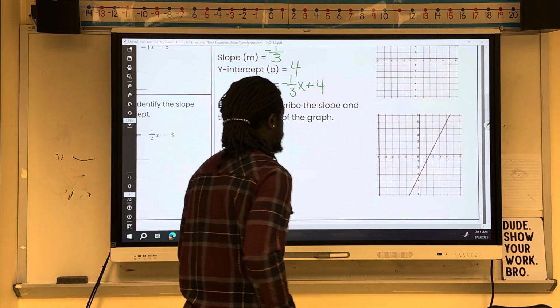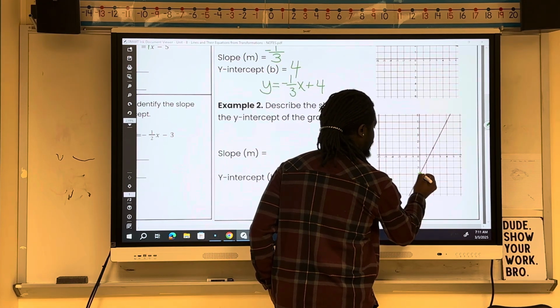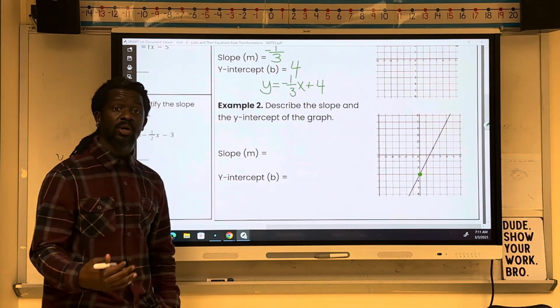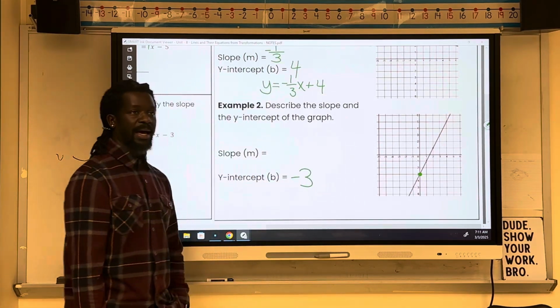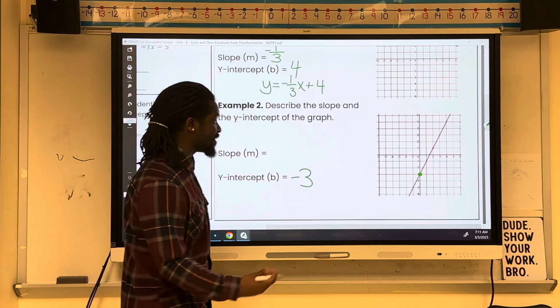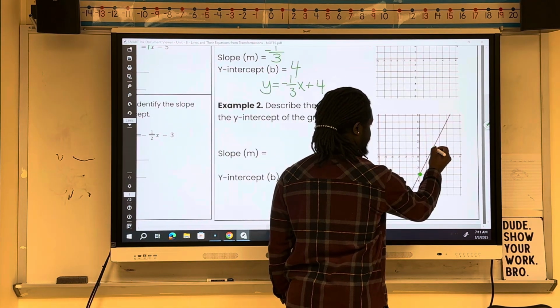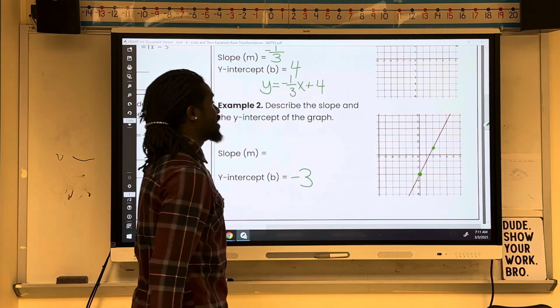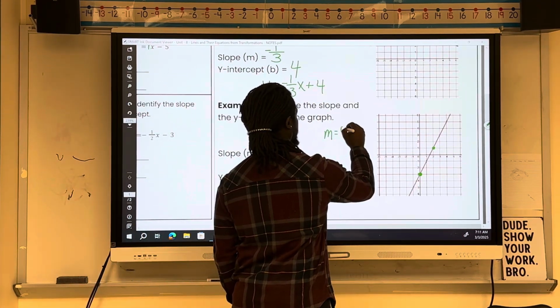All right, so I'm going to start by finding my y-intercept, which is at -3. It crosses the y-axis at -3. So -3 is my y-intercept. And then I'm going to find another point. There's another point right there. And so then I'm going to find my slope by doing rise over run.